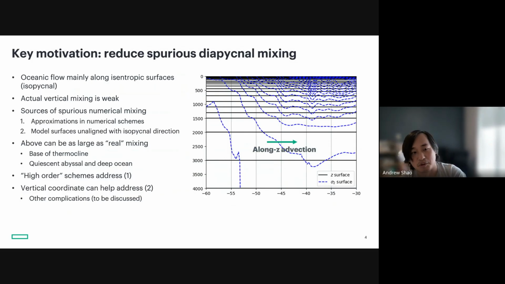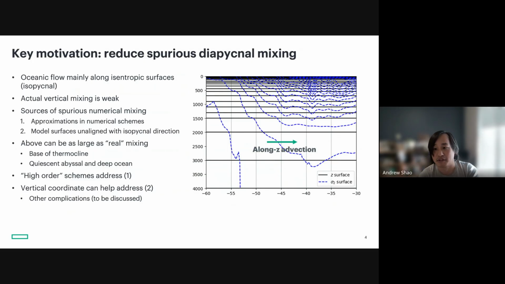We know that the actual vertical mixing in the ocean is quite weak, right? There are good old Munk and Wunsch papers showing that it's probably around 10 to the power -5, 10 to the power -6 to maintain the abyssal circulation, which is very small and is only a couple of orders of magnitude above the molecular mixing. This is different from the horizontal, where the actual turbulent motions are many, many orders of magnitude higher than the background molecular mixing.